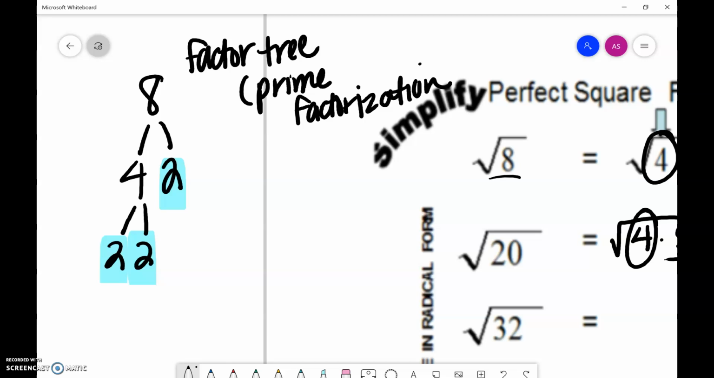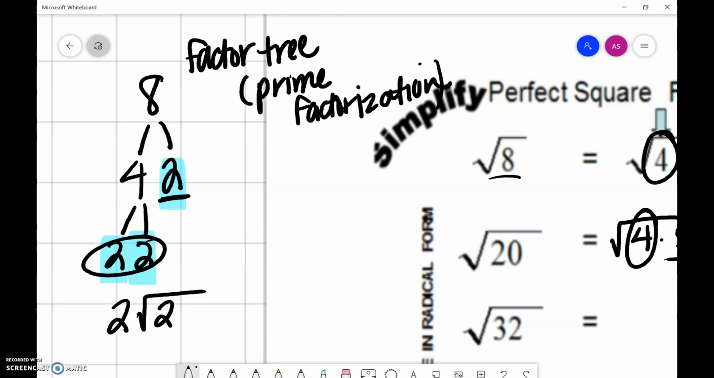So this 8 is like saying 2 times 2 times 2. One thing I like to do is circle my pairs. So I have a pair of 2s. The 2 is going to come out, and then I like to underline what's left alone. What's left alone is going to stay inside. So that's going to be 2 square root 2. Does that make sense? I hope so.